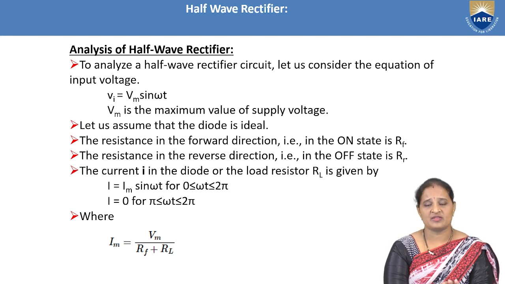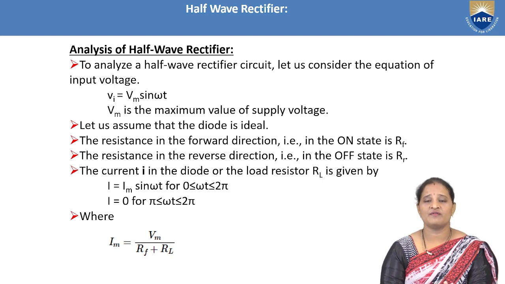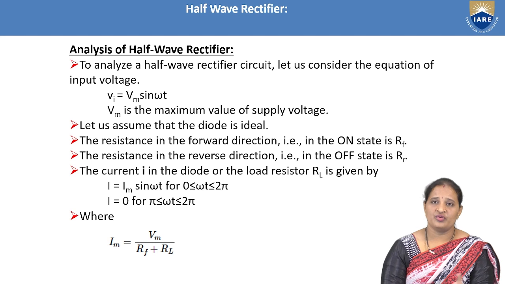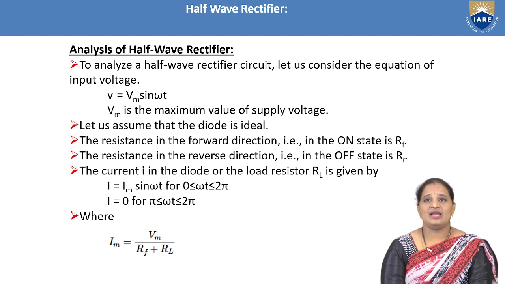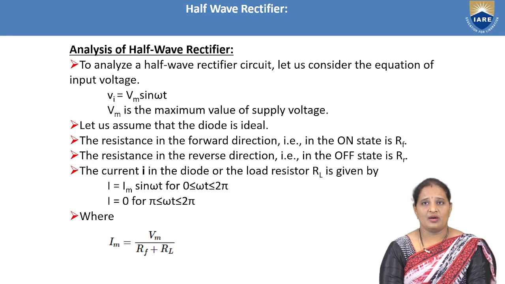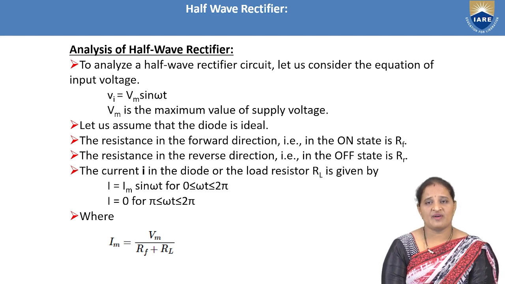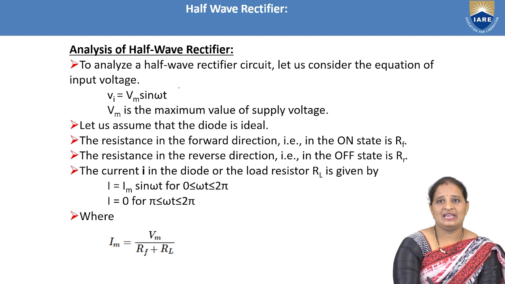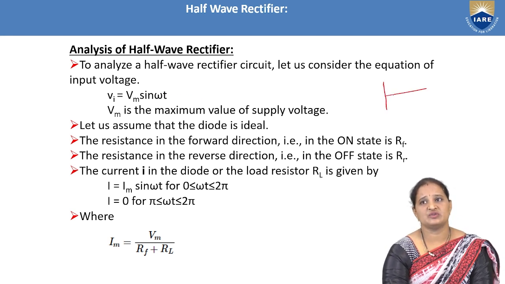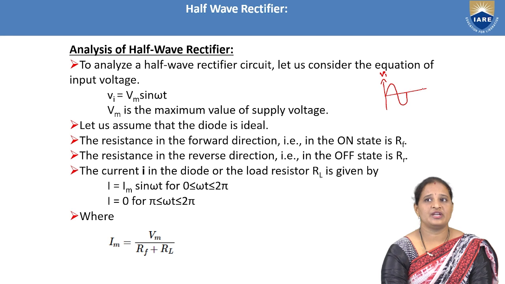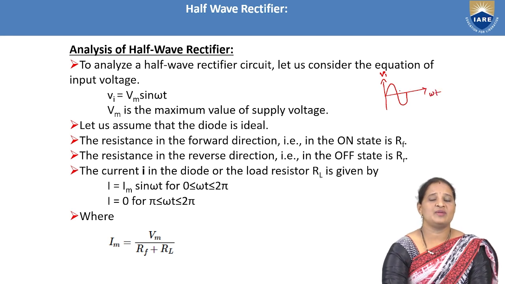Why do we have to go for mathematical analysis? In order to analyze various characteristics of a rectifier, we are doing some mathematical analysis. For analyzing the various characteristic parameters of the half wave rectifier, first of all, let us consider the input. As I told you, the input is sinusoidal, that means alternating current, which is varying sinusoidally with respect to time.